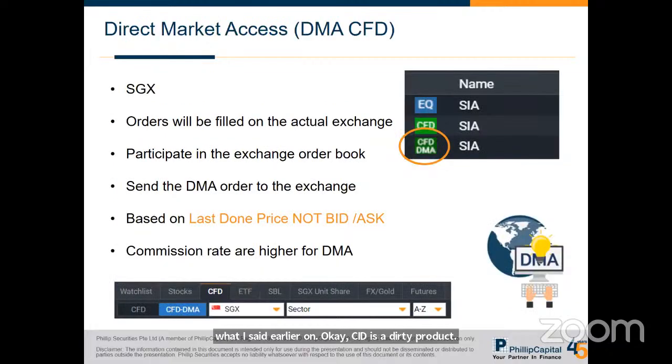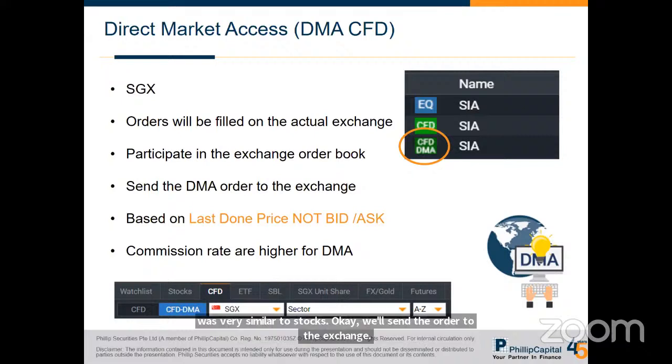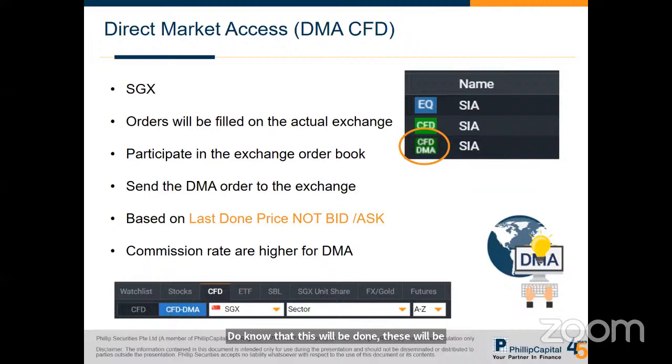So when you search a SGX counter, you may see a CFD DMA. DMA means direct market access, which is only applicable for SGX counters. The stock is filled on the exchange and will participate in the exchange order book, which works very similar to stocks. We'll send the order to the exchange and then the exchange will execute that. Do note that these will be done based on the last done price, not the bid ask price.